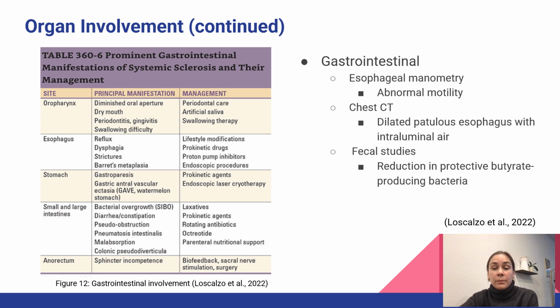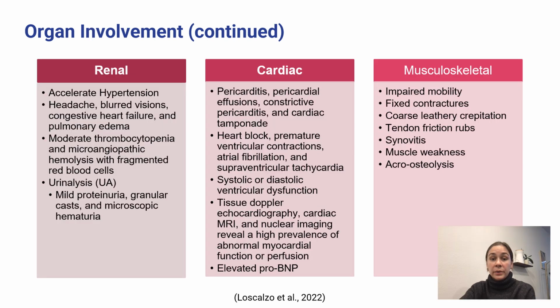The esophageal manometry may show abnormal motility. The chest CT may show dilated patulous esophagus with intraluminal air, and the fecal studies may show a reduction in protective butyrate producing bacteria. For renal, you can have accelerated hypertension, headache, blurred vision, congestive heart failure, and pulmonary edema.